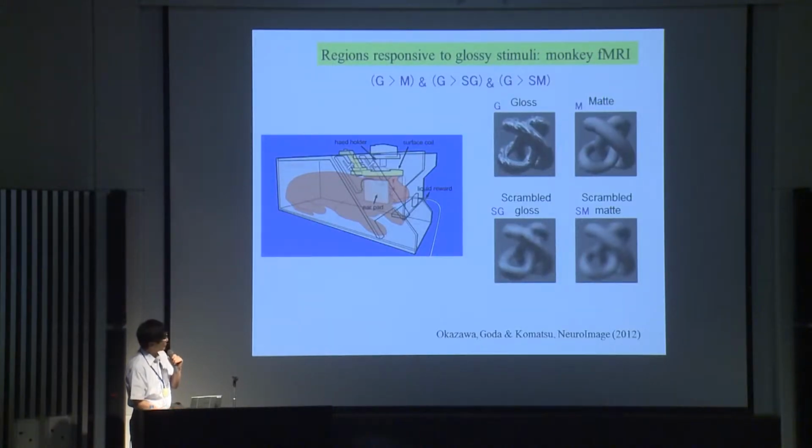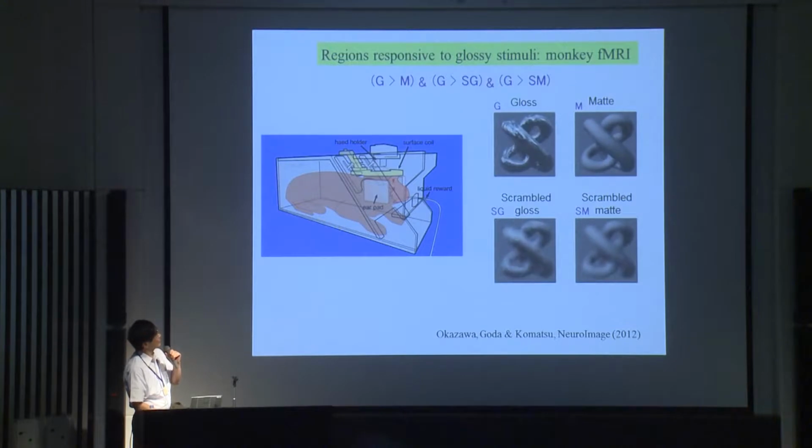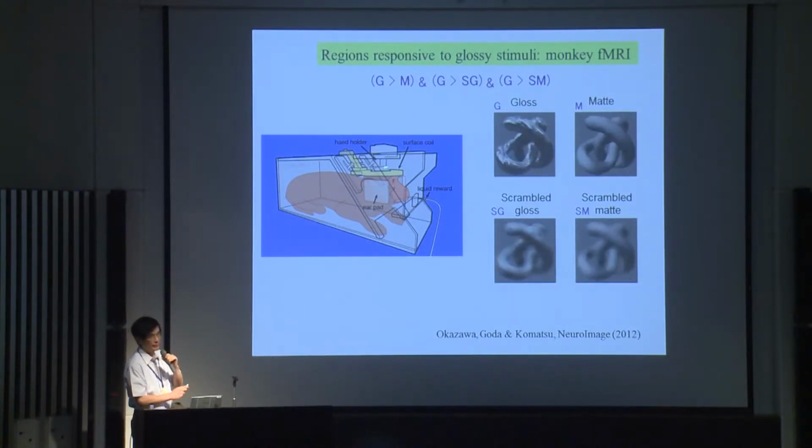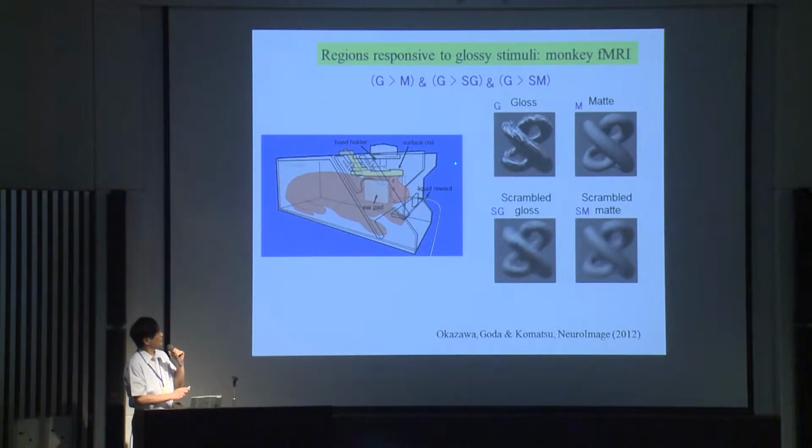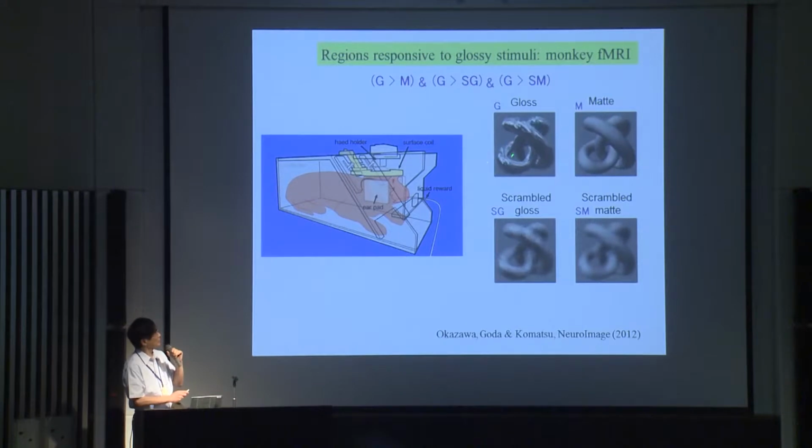To start with, we conducted a functional MRI experiment using monkeys to search for the areas responsive to gloss stimuli. The monkeys were sitting in the bore of the MRI machine like this and faced the tangent screen display. The monkeys conducted a visual fixation task. These are the stimuli presented to the monkeys. This is a glossy object. This is a matte object. And these are phase-scrambled versions of the glossy and matte objects.